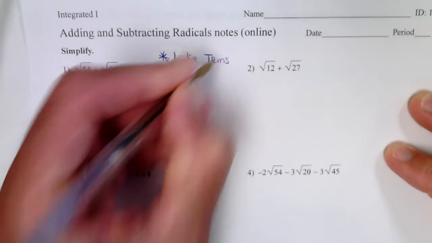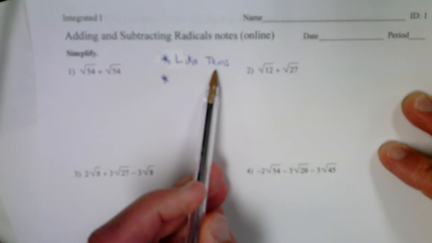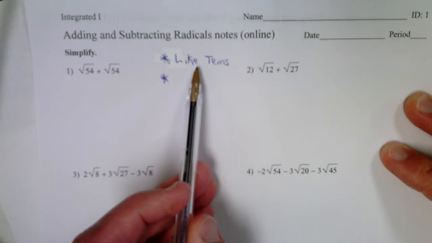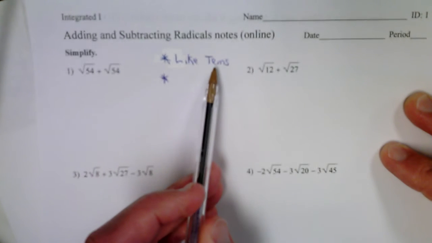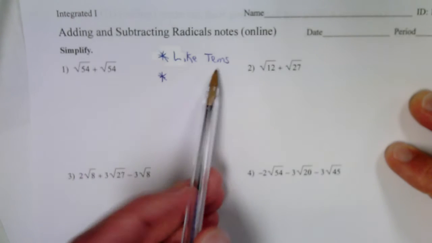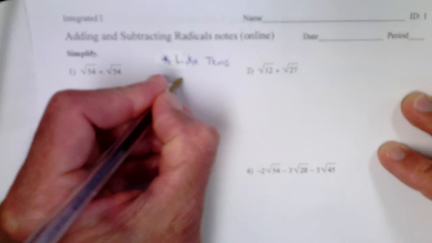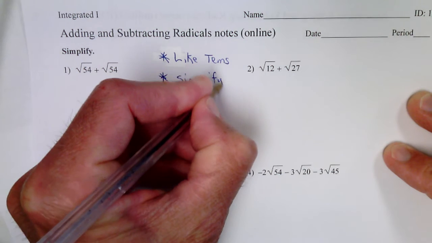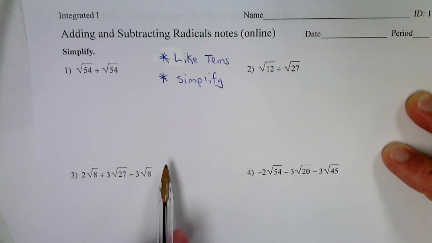You can only add and subtract like terms, kind of like you were doing when you added and subtracted variables like x and y. You can only add x's to x's and y's to y's. The other key thing to remember is to simplify. And always make sure that your final answers are fully simplified.